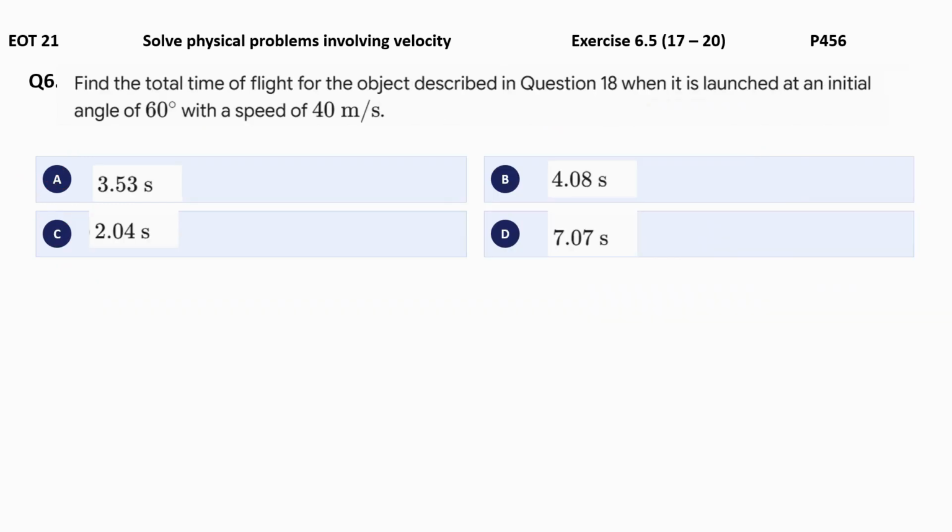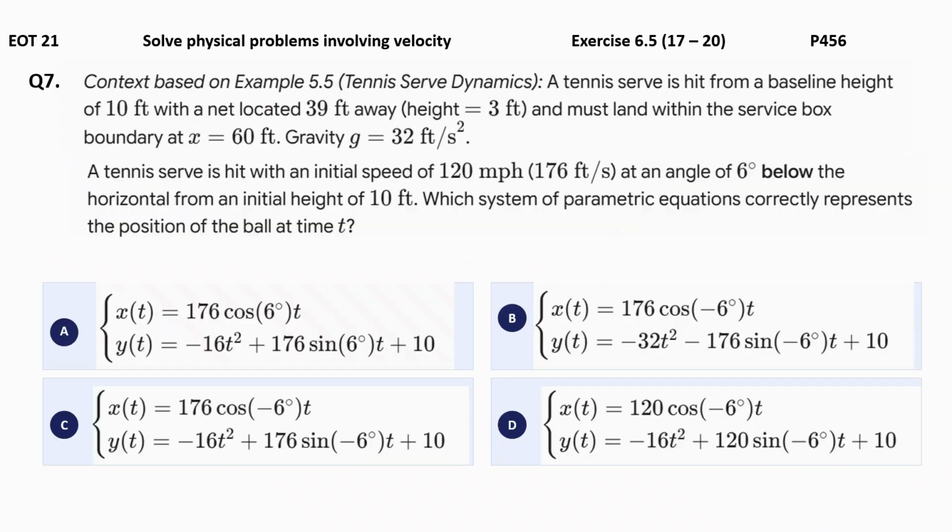This is exactly as question number 1. T is equal to 2 VI sine theta divided by G. You will apply this formula. Substitute the values of VI as 40, theta as 60 degree and G as 9.8, and you receive the value as 7.07 second. That's option D.